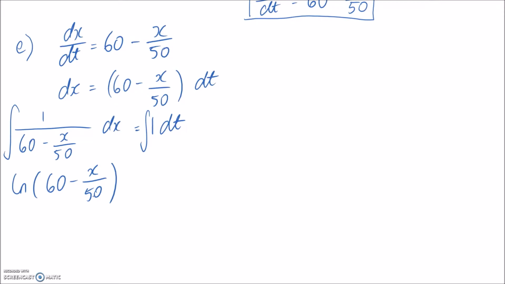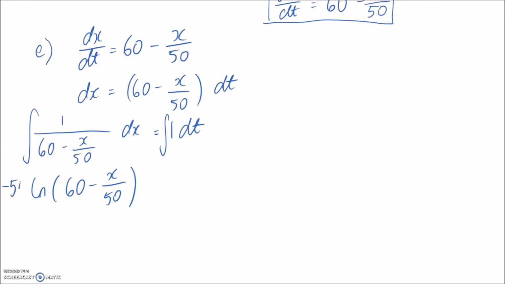Okay, so we end up with log of 60 minus x on 50. However, if we take the derivative of this, it should go back to what we started with, and it's not going to in the current form. If we take the derivative of this, it will go to 1 over 60 minus x on 50, but then we need to multiply according to the chain rule of the derivative of this inner function. So the derivative of the inner function would be negative 1 on 50 from here. So in order to compensate for that, what we need to do is put essentially a constant out the front here, and that constant is going to be negative 50. So I'll come across and pop it in here.